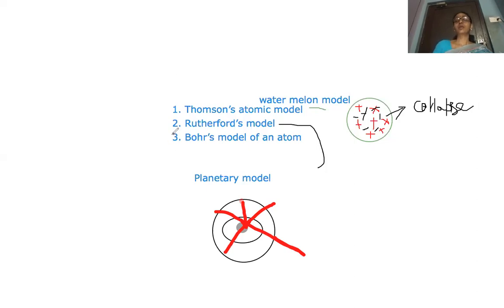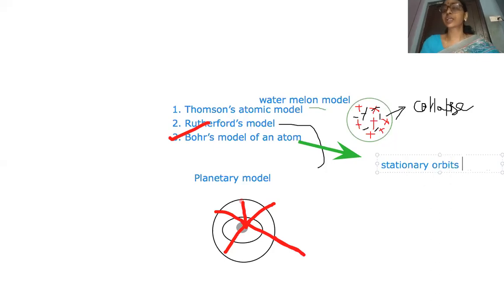The next model was given by Bohr. The Bohr model was successful because he gave the concept of stationary orbits. So what was the concept he has given? The stationary orbits concept.